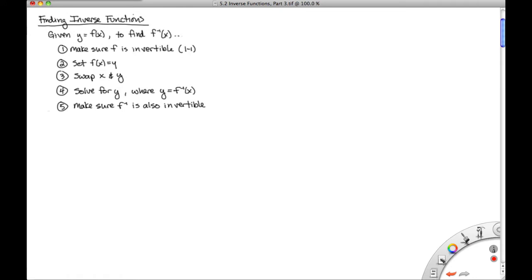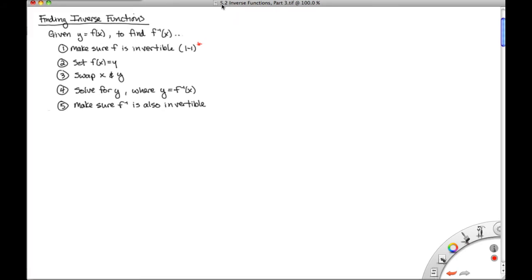So what we do is consider that we have some function f of x, and to find its inverse, the first thing we need to do is make sure that f is invertible, meaning that it needs to be a one-to-one function. If it is not one-to-one, we're going to come back to this in the next video, but this is where we have to restrict the domain to make it a one-to-one function, as we mentioned before.